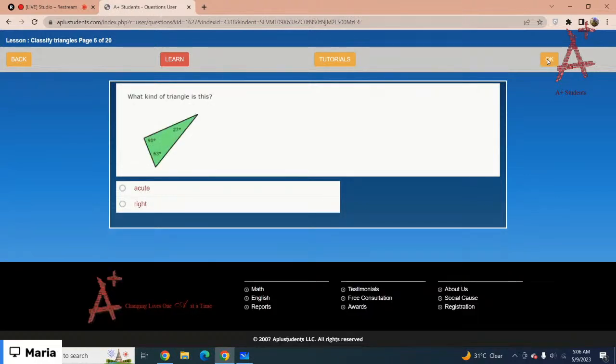Okay, what kind of triangle is this? Sorry, acute or right angle triangle? Acute? It would be a right angle triangle. You can see one of the angles is exactly 90 degrees, so that would be a right angle triangle. Option 2 is the correct one.